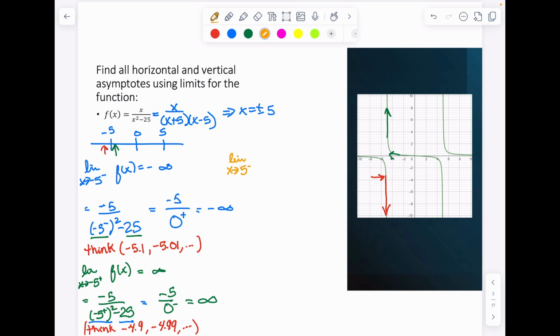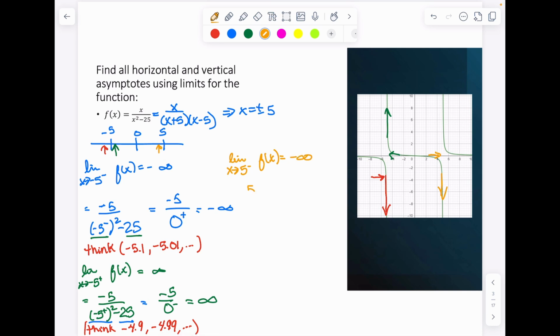Next thing I'm going to do is take the limit as x approaches positive 5. I'm going to be on the left-hand side of positive 5. So I'm going to be over here somewhere. I'm going to take that and look at the graph and see what I would anticipate. As I'm coming at positive 5 from that left-hand side, my y values are going down. So I would anticipate this to be negative infinity.